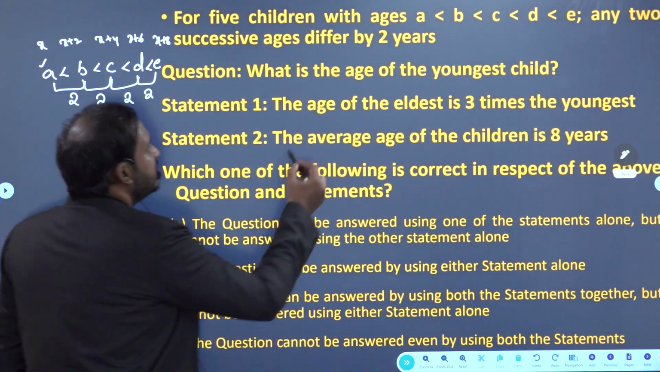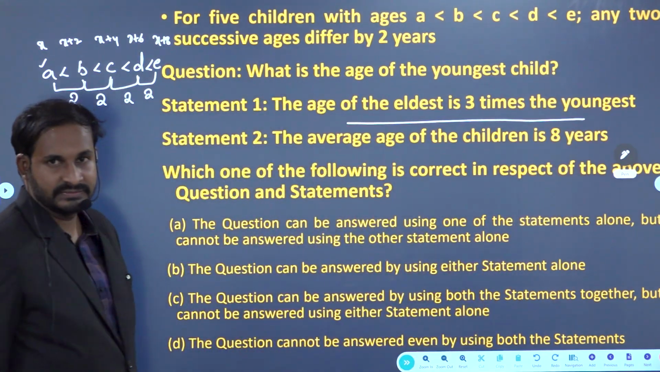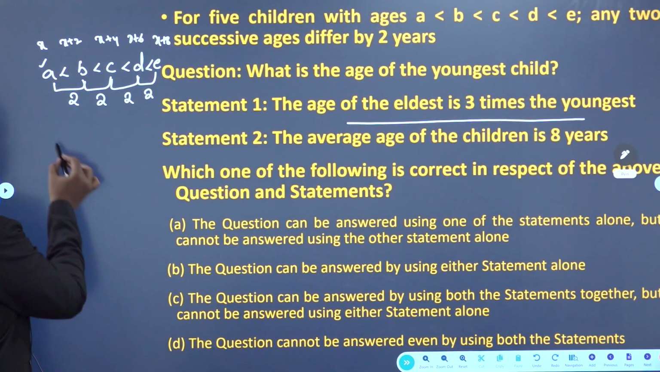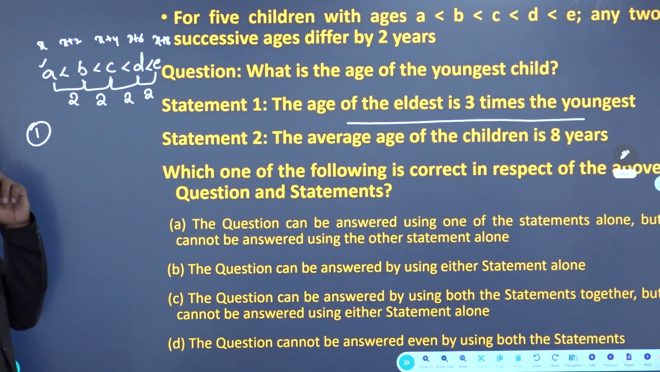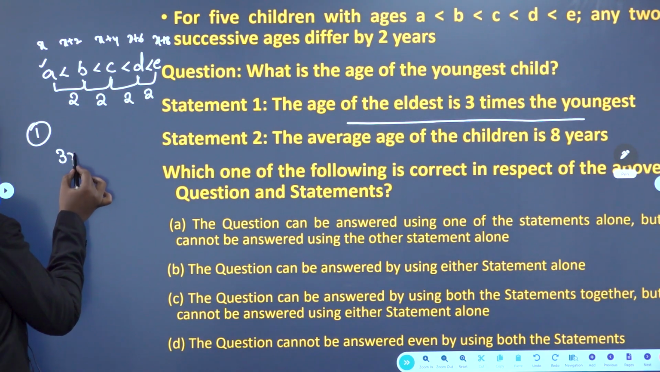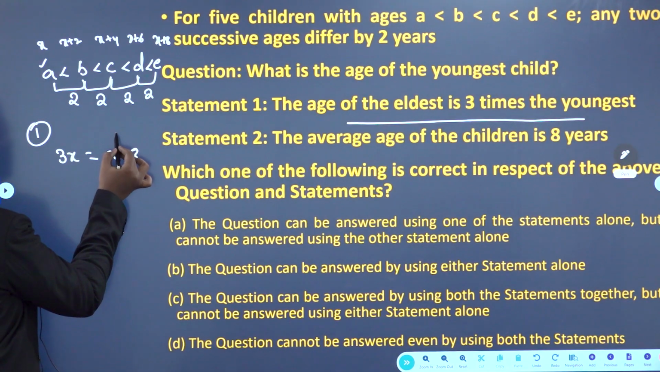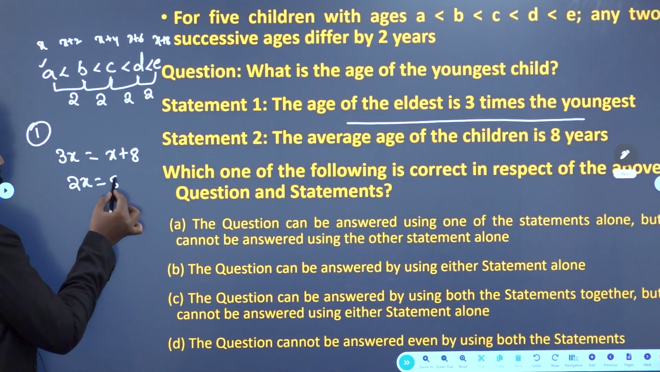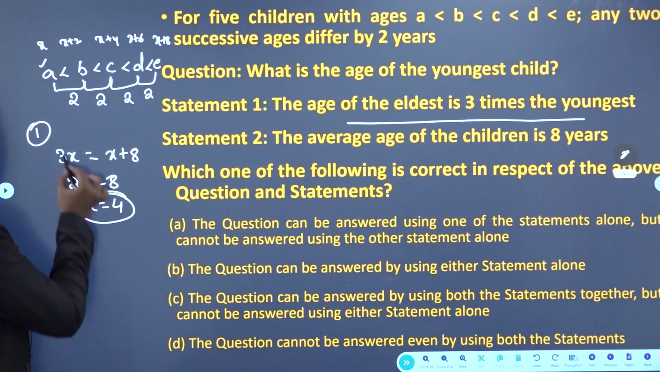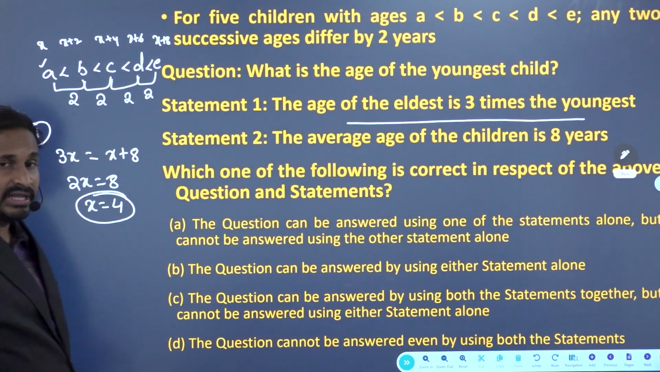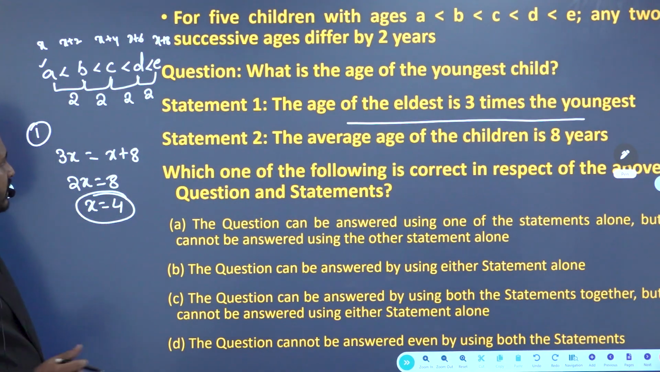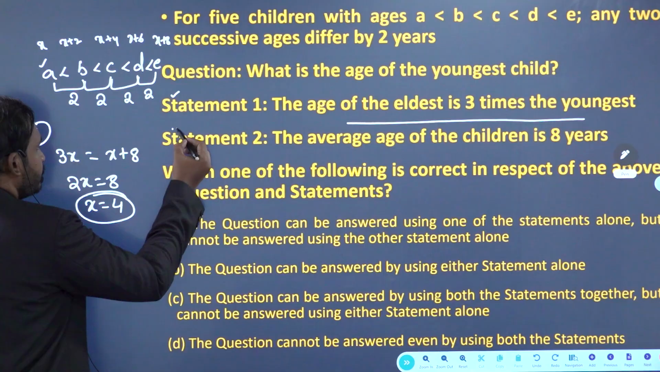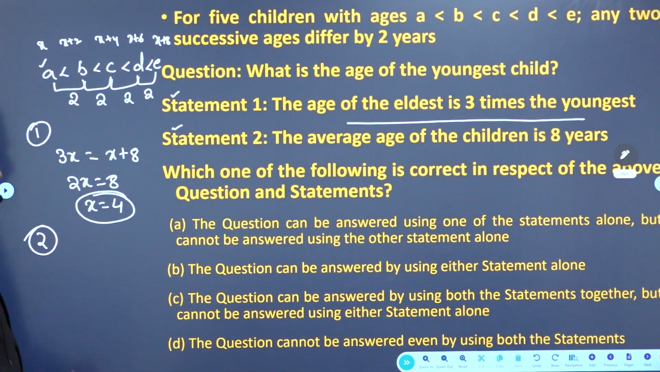Now, first statement. The age of the eldest is 3 times the youngest. That means, from statement 1, what can I write? 3x is equal to x plus 8. This is the eldest and this is the youngest. So from this 2x is equal to 8, x is equal to what? 4. That means by using first statement, am I able to tell the answer? Yes, it is possible for me. By using only statement 1, I can tell my answer. Now come to statement 2. We will check with statement 2, is it possible or not.